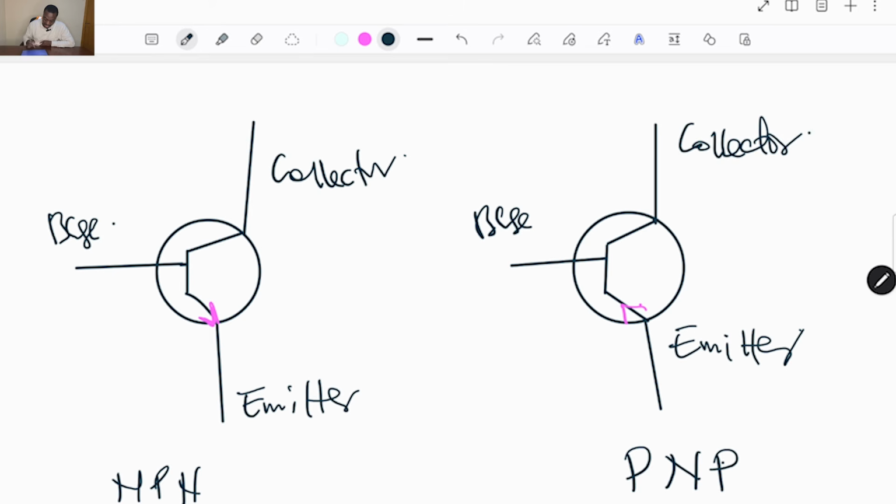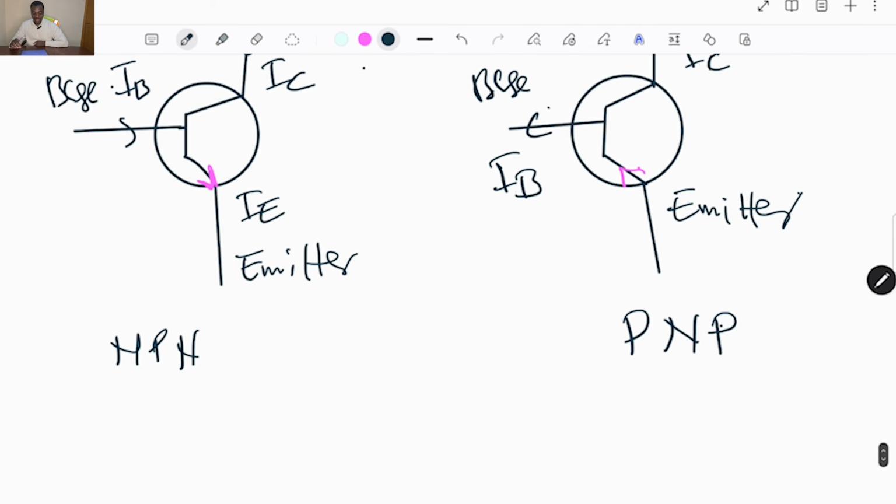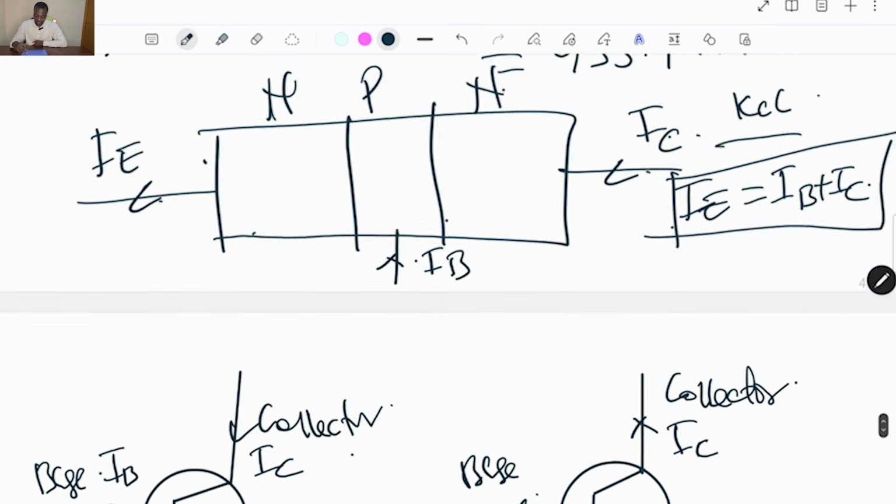Now the current direction on the base. You can see here, if the emitter current IE is leaving, the base current will be entering, and the collector current will be entering as well. Here the base current is entering, the collector current is entering the base, so this base current IB will be leaving, and this one too will be leaving. So we have this. This is how you go about answering question 3.